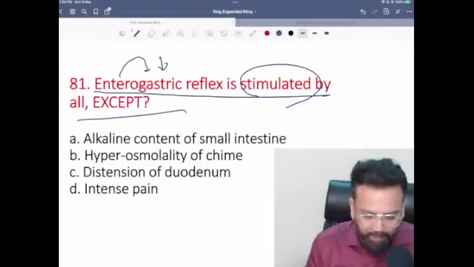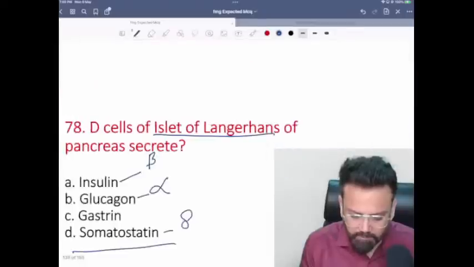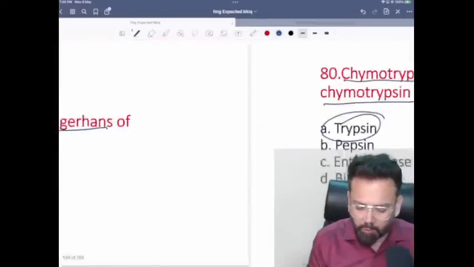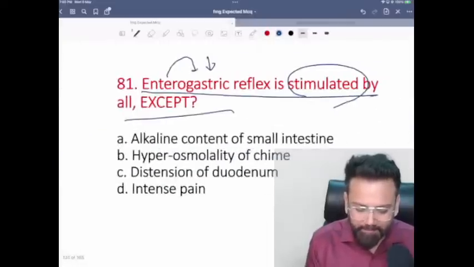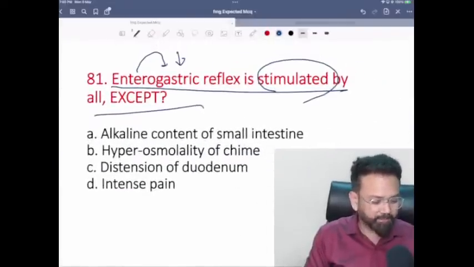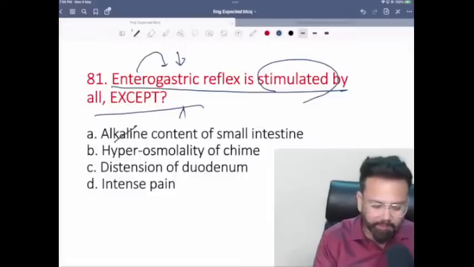Yes, Trilok, 79 question. Delta cell? No, it is absent. Numbering is wrong. There is no 79. Yes, Ankit Chaurasia, A. Very good. It is acidic content.